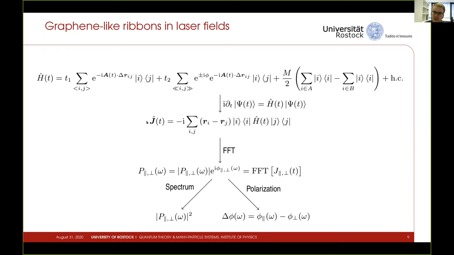And because the system has two dimensions, the current can be calculated parallel to the electric field and perpendicular to it. If we calculate the Fourier transform of both currents, we end up with this P in both directions, and the absolute value squared of these P's are the spectra in the respective directions. The phase difference of these two spectra determines the polarization, or the helicity, of the emitted photons.